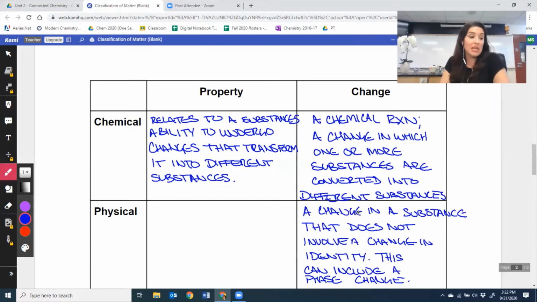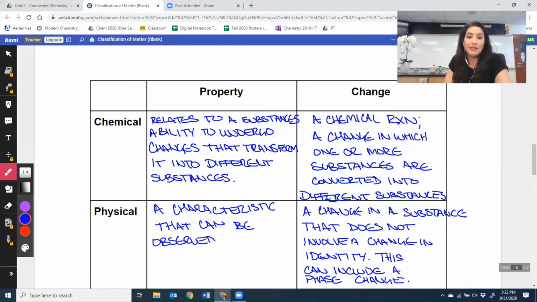So a physical property is a characteristic that can be observed or measured without changing the identity of that substance.